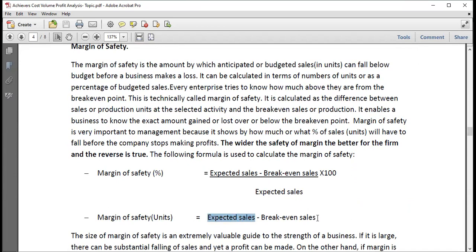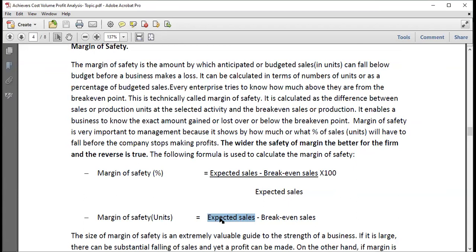Now, how it is calculated: we get expected sales, like the 60,000 I showed you, minus the break-even sales. So the difference between your current sales, or your expected sales, maybe this is for planning purposes, when you are looking at expected sales or target sales. When you get your expected sales and reduce it with your break-even sales, the difference you have is your margin of safety. For example, if our break-even is at 50,000, like we've seen, and our current production or expected sales is at 60,000, the 10,000 difference is the margin of safety.